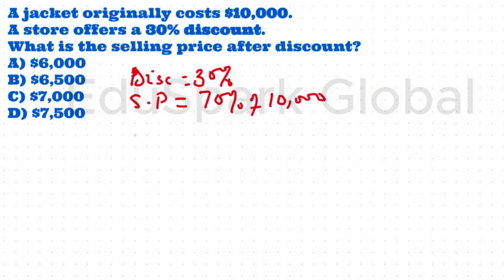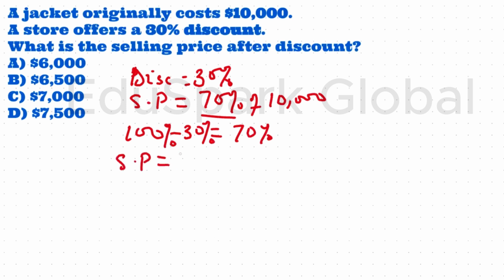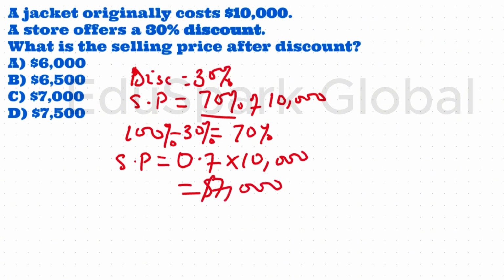How did we get this 70%? It is 100 minus 30, which is 70%, okay? So SP, which is the selling price, is 0.7 multiplied by 10,000. So this will give us 7,000, okay? So the selling price, which is SP, is $7,000. So the correct answer is C.